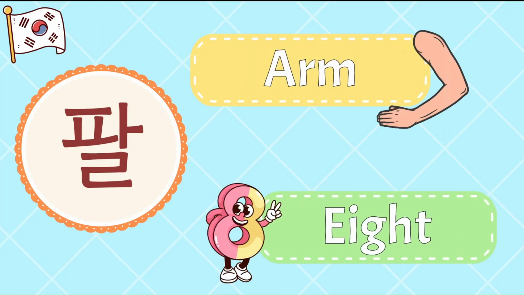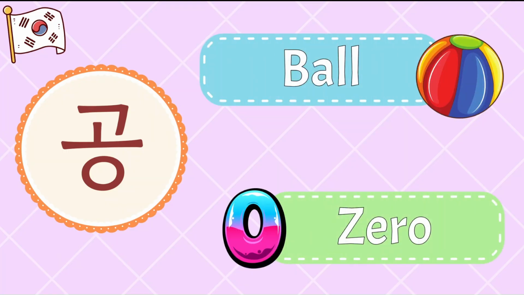팔. It means arm and it can also mean the number 8 in the Sino-Korean number system. That is 1, 2, 3, 4, 5, 6, 7, 8, 9, 10. So 8 over here is 8 in the Sino-Korean number system. Alright? 콩. 콩 means ball and it also means the number 0. So 콩 has two meanings, ball or 0.